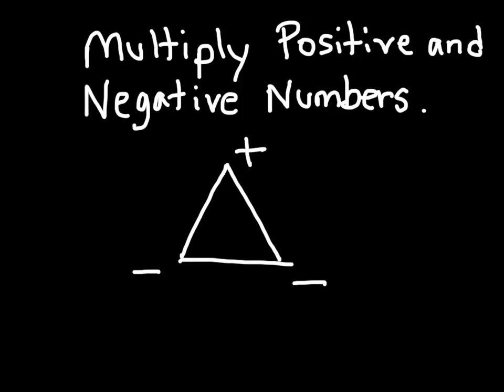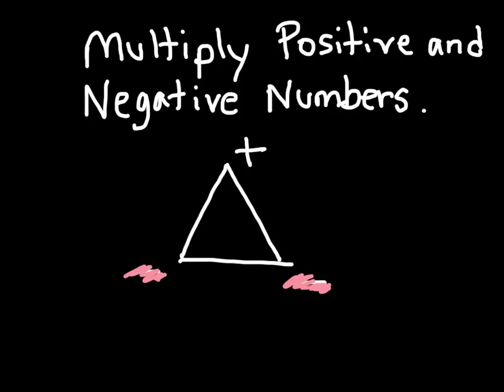So for instance, if I'm multiplying two numbers together and both those numbers are negative, I would cover up with my finger the negative signs, because I have two negatives, right? And so the remaining sign is the plus sign. So multiplying two negatives would give you a positive answer.